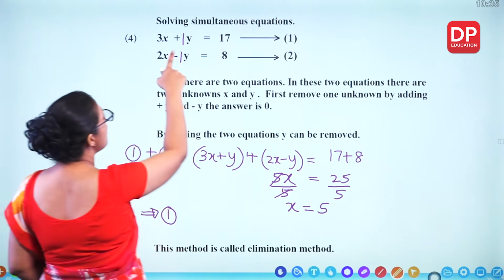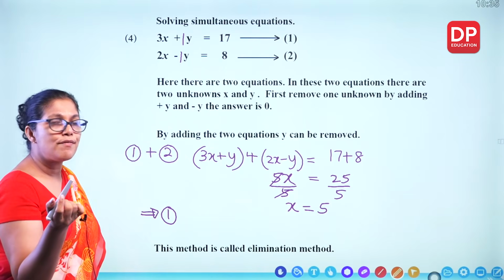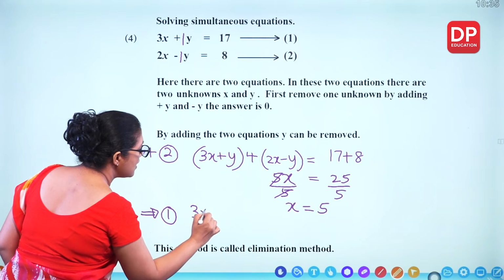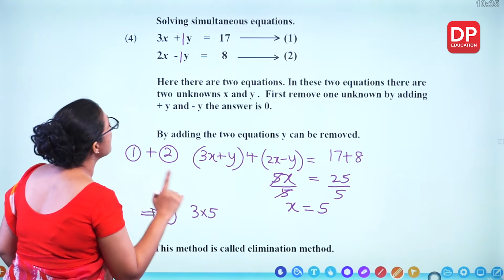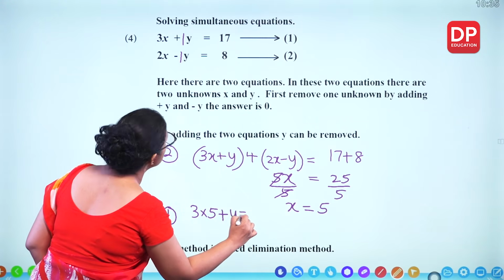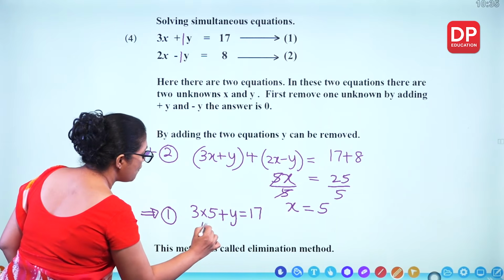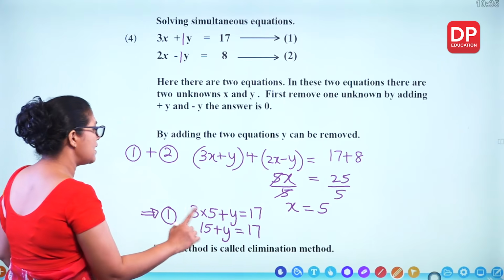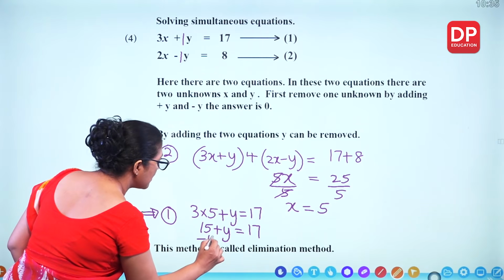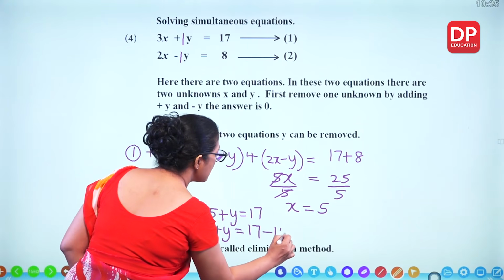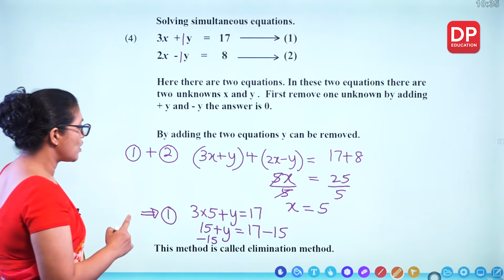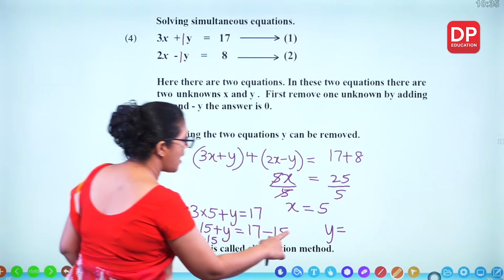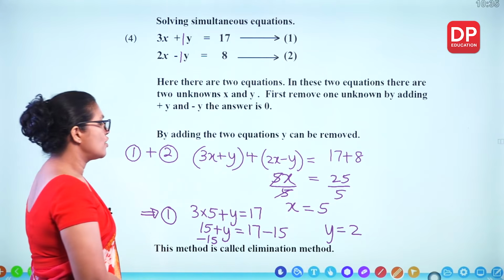Substitute the x value in one of the equations and you can find out the y value. So if you take the first one, 3x, so 3 times 5, now x is 5, plus y equals 17. 15 plus y equals 17. When you subtract 15 from both sides, what do you get? y equals 17 minus 15, that's 2.